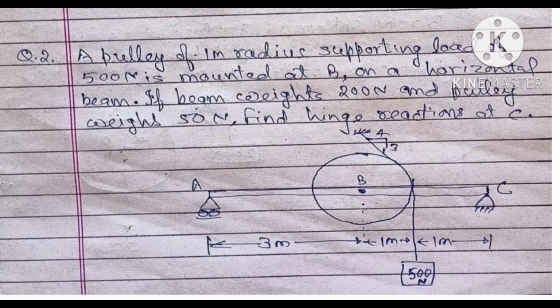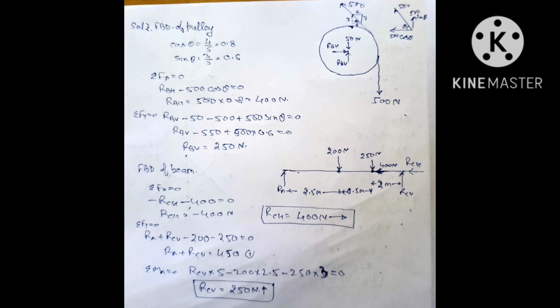Now let's see the second question. A pulley of 1 meter radius supporting a load of 500 Newton is mounted at point B on a horizontal beam. Now if the beam weighs 200 Newton and the pulley weighs 50 Newton, find the hinge reactions at C. Now it is clear from the diagram that we have two objects. One is the beam and another one is the pulley.